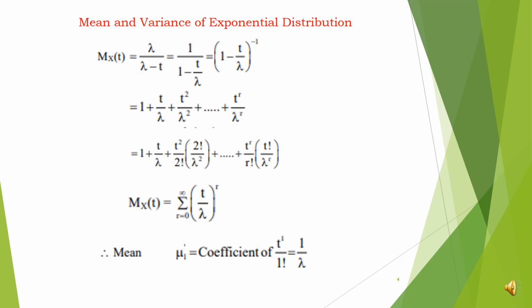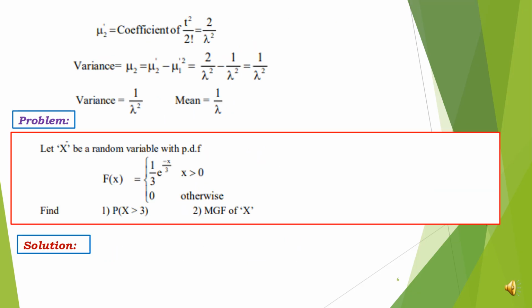The mean, mu 1 dash, is the coefficient of t power 1 by 1 factorial, which is 1 by lambda, and mu 2 dash is the coefficient of t square by 2 factorial, which is 2 by lambda square. So the variance is given by 1 by lambda square and the mean is given by 1 by lambda. Let us go with the problems.